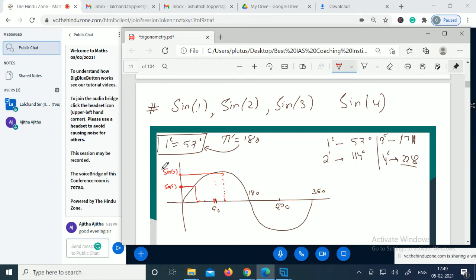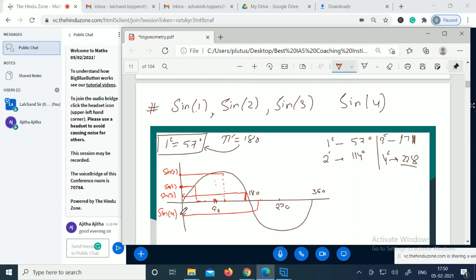Okay. So what about this? This is just below 180, so it will be somewhere like here, 171. So the y value is somewhere here. So this is our sin 3. Okay. And what about 228? 228 is after this, this is a negative value. So this is our sin 4.